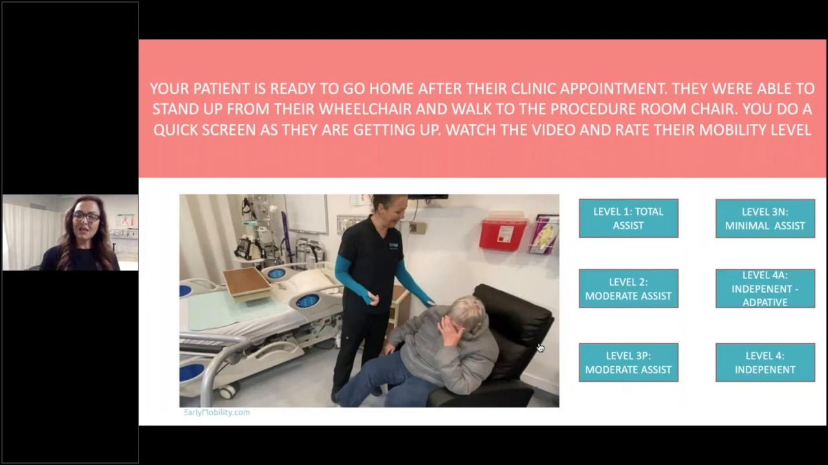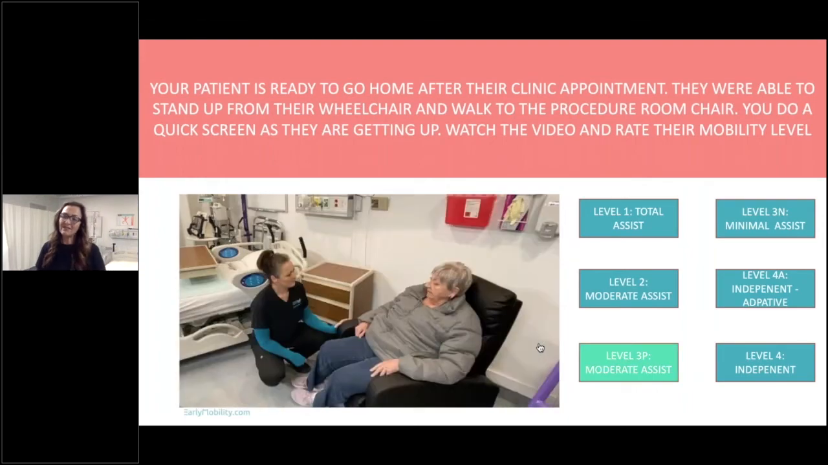So Jen was able to sit forward. She had been able to get up out of the bed. She was very surprised that she was not able to stand up. She stretched and pointed, no problems. We get to level 3P. She tries to stand. What happened? She was not able to. So Jen is level 3P, moderate assistance.